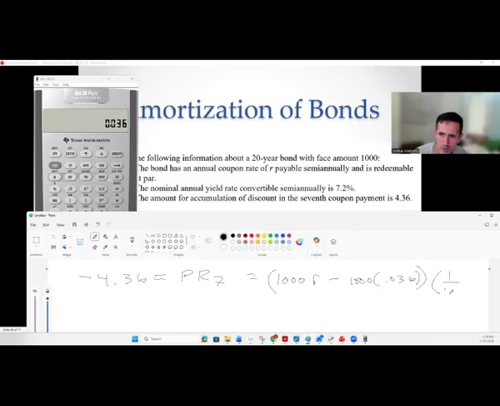1 over 1.036, your present value factor, and that's to the 40, 2 times 20 minus 7 plus 1.